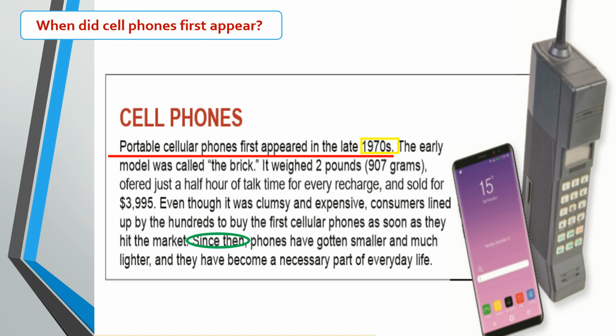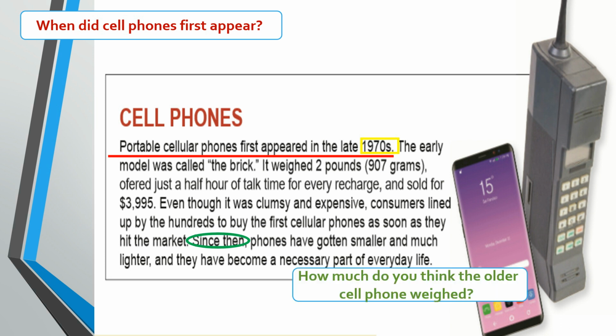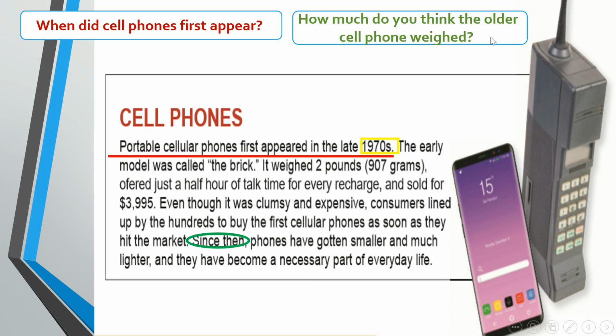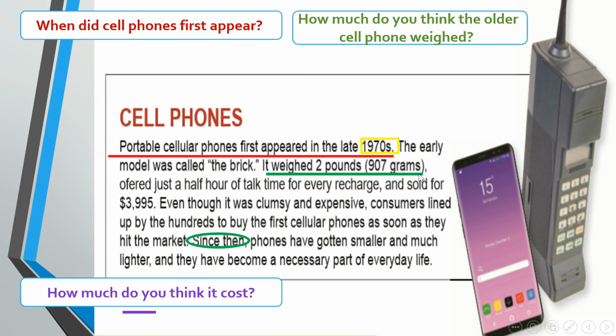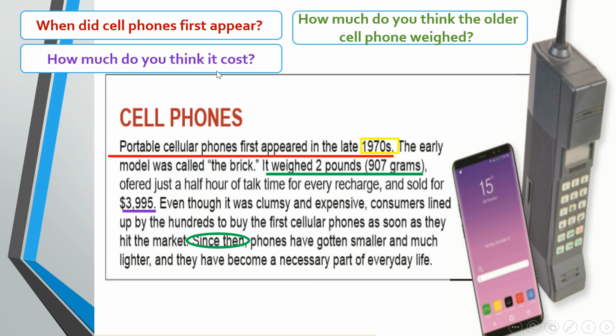When did cell phones first appear? Portable cellular phones first appeared in the late 1970s. How much do you think the oldest cell phone weighed? Yes, it weighed 2 pounds, 907 grams. How much do you think it cost? It cost around $3,995.